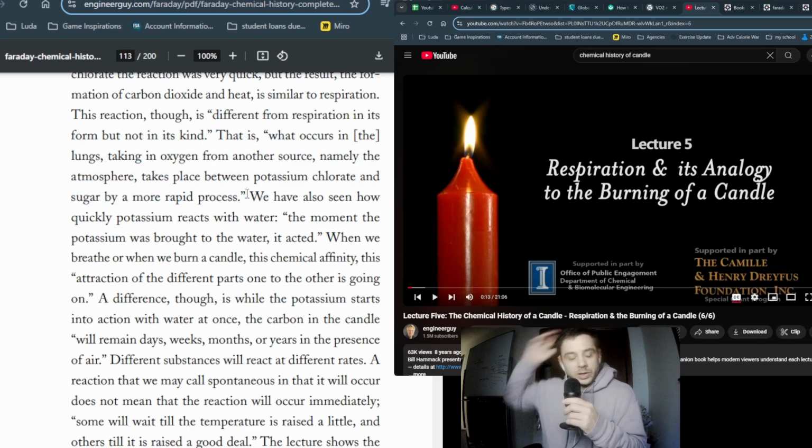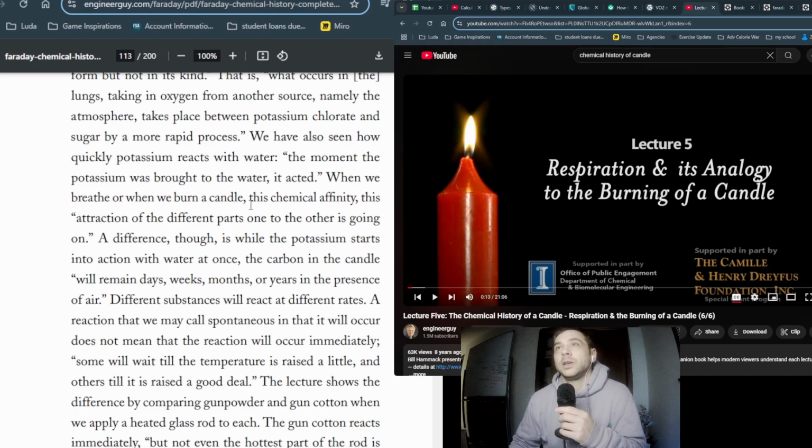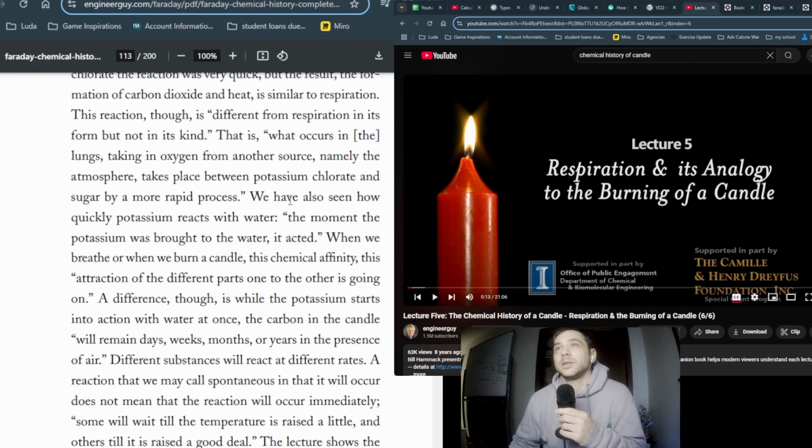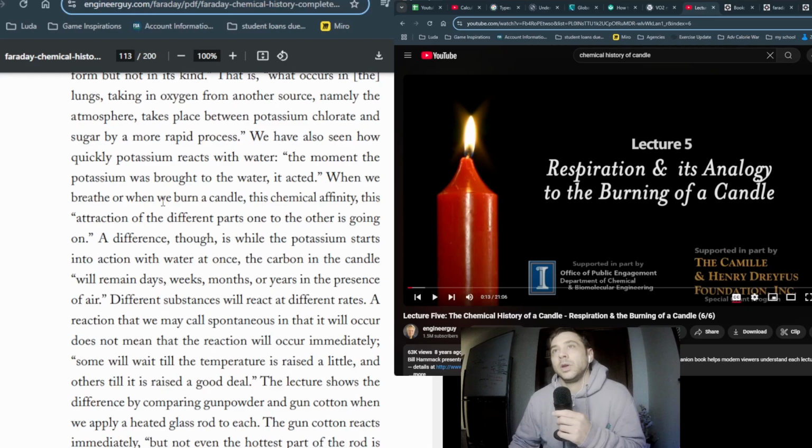So is he arguing like Crawford did back in the 1700s, that air is where we generate the heat from? No, he's not. No, he's not. He's saying what occurs in the lungs, and that's not where it happens. We also have seen water and potassium water attracted. We breathe in a candle.